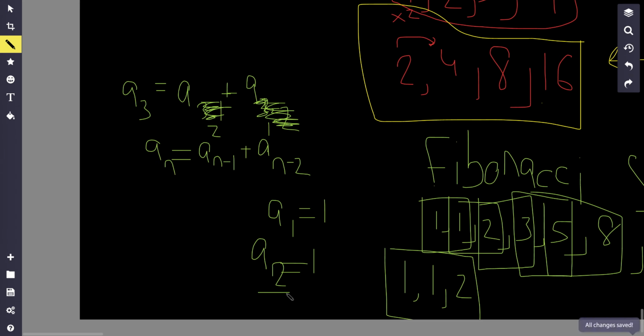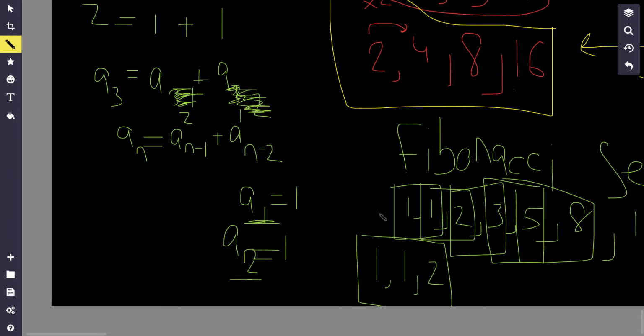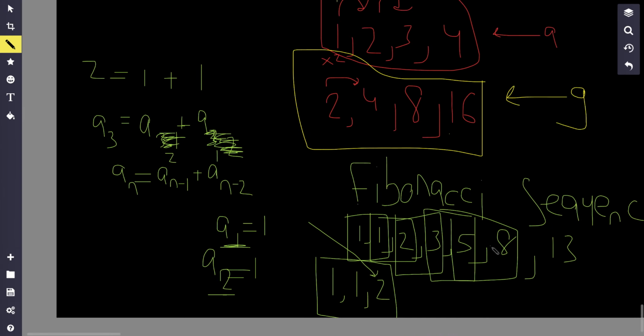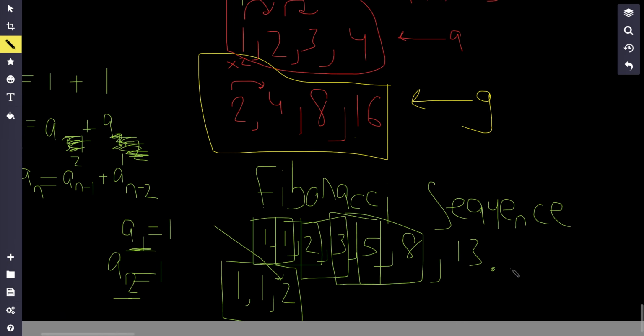We know a sub 2 is equal to 1, so we can substitute that in here. We know a sub 1 is equal to 1. We can substitute that here. 1 plus 1 is 2. 1 plus 1 is 2. And notice here, our third term is indeed 2. So if you keep doing this process on and on forever, you're going to get this Fibonacci sequence. And yeah, the Fibonacci sequence goes on forever.